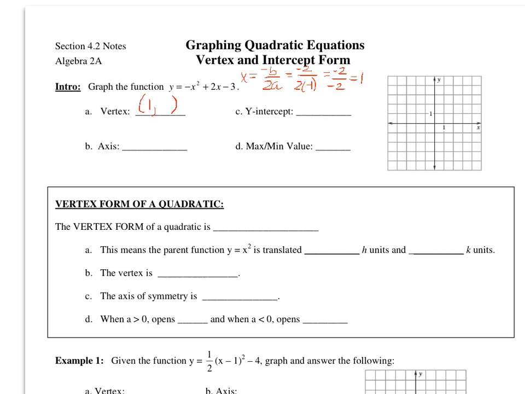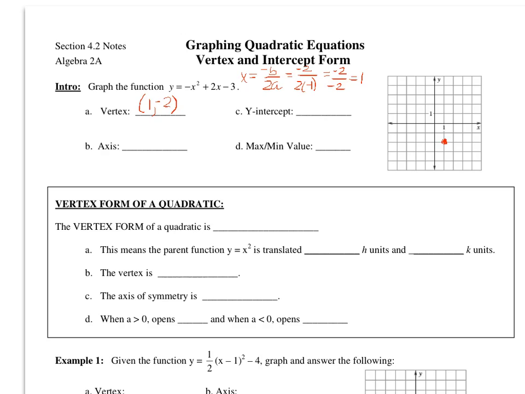If I take that 1 and plug it back into my function, I get negative 1 squared plus 2 times 1 minus 3. So I have negative 1 plus 2 minus 3, which ends up being negative 2. And you can write down that work if you need. What I'm going to do is plot that point on my graph. So go right 1 and down 2, and I plot this point here.